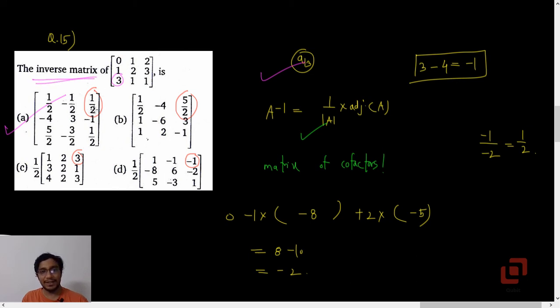Just identify the entry which is different and only do that part from the adjoint method which is necessary, like finding the cofactor of this, because after taking the transpose it will be there. So that is question 15, option A.